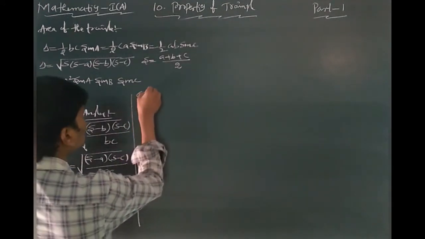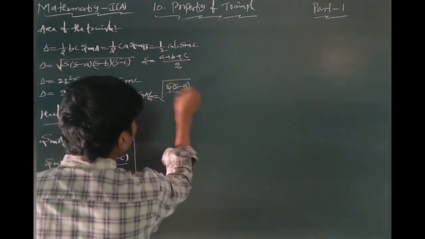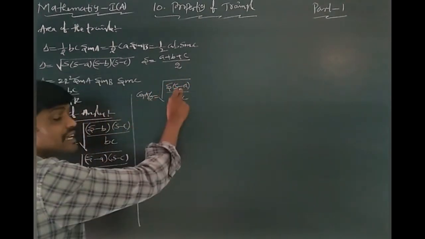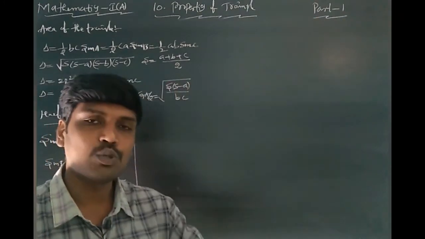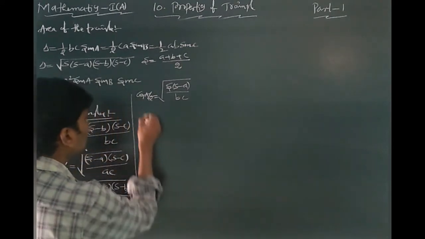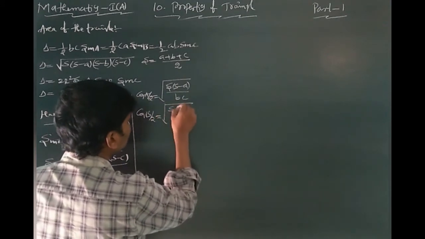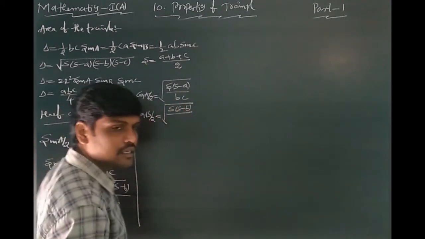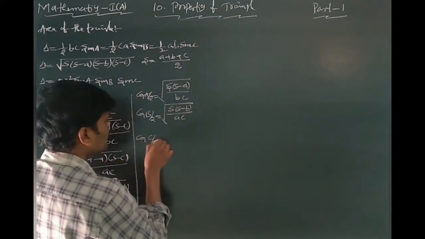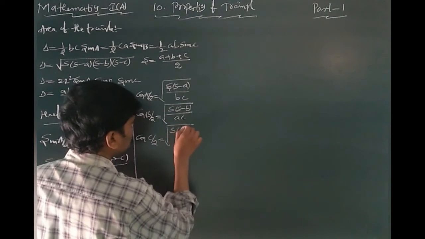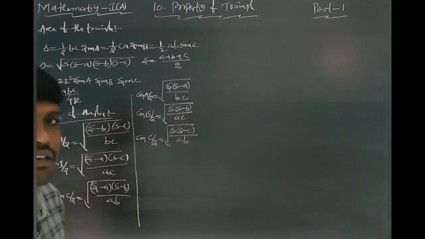Similarly, cos A by 2 equals square root of s into (s minus a) by bc. Here angle A is there, so s into (s minus a) in the numerator, and in the denominator the remaining two side lengths. Similarly, cos B by 2 equals square root of s into (s minus b) by ac. Cos C by 2 equals square root of s into (s minus c) by ab. These are the half angle formulas.